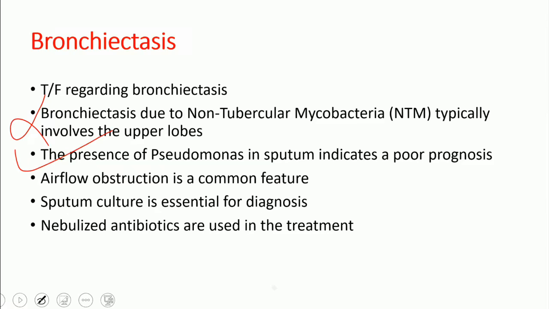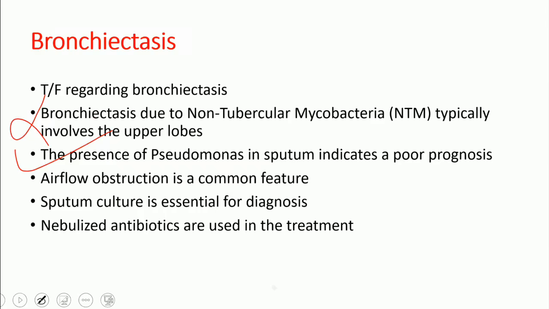Airflow. So how do these patients with bronchiectasis present? They come with the cough, the copious sputum. You are very familiar with that type of presentation, the cough, the copious sputum production. But they do also have airflow obstruction features. And sometimes we treat them with inhalers, right? That might help symptomatically.